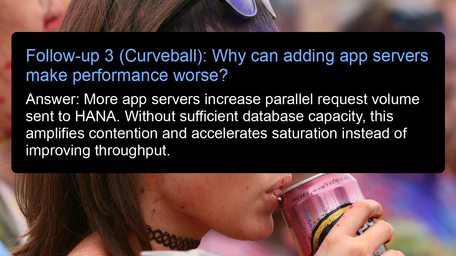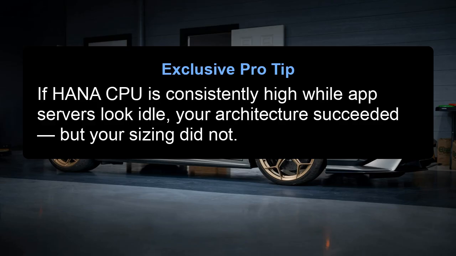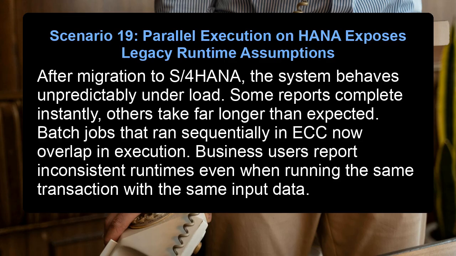Follow-up 3. Curveball. Why can adding app servers make performance worse? Answer: more app servers increase parallel request volume sent to HANA. Without sufficient database capacity, this amplifies contention and accelerates saturation instead of improving throughput. Exclusive pro tip. If HANA CPU is consistently high while app servers look idle, your architecture succeeded, but your sizing did not.